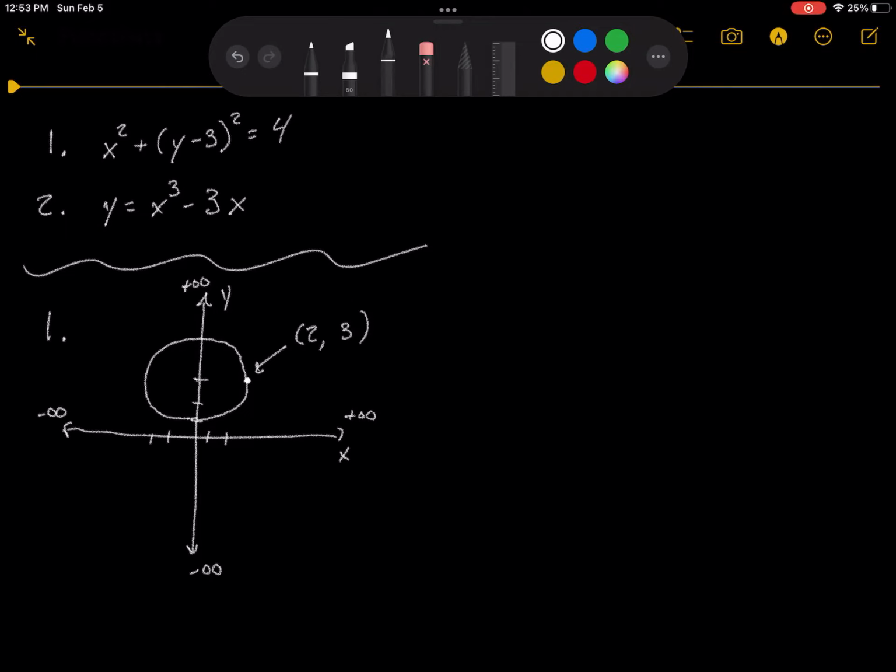Let's make sure that 2, 3 is indeed on that circle. Let me rescale these a little bit. That's the x-coordinate 2. If my x-coordinate is 2 and my y-coordinate is equal to 3, this is what I get: 4 plus 0 squared is equal to 4. Right, 4 is equal to 4. So the point 2, 3 does satisfy that equation. It is on the perimeter of that circle.